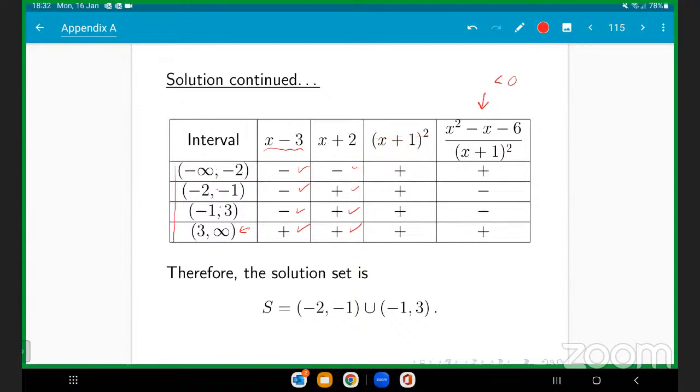In any case, we check the sign of our last column by multiplying throughout. A negative times a negative is a positive, multiplied by a positive is a positive. A negative times a positive is a negative, times a positive is a negative. Negative times positive is negative, times a positive is negative, and pluses throughout multiplied will give you a positive number. And since we are looking for when this expression is strictly negative, we select these two rows here. And thus our solution is -2 to -1 or -1 to 3.